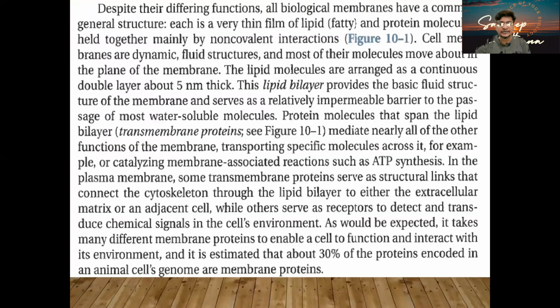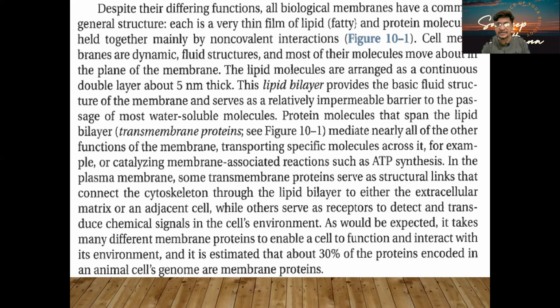Another important thing is the thickness. As per the Robertson model, it's going to be 75 angstrom, but the thickness level varies from one cell to another. Even the kind of lipid present in the plasma membrane and the kind of protein will vary from one place to another. Another thing is the orientation of the protein and the lipid molecule, which is again very important. There will be a few interactions involved as well, mainly the non-covalent interaction.